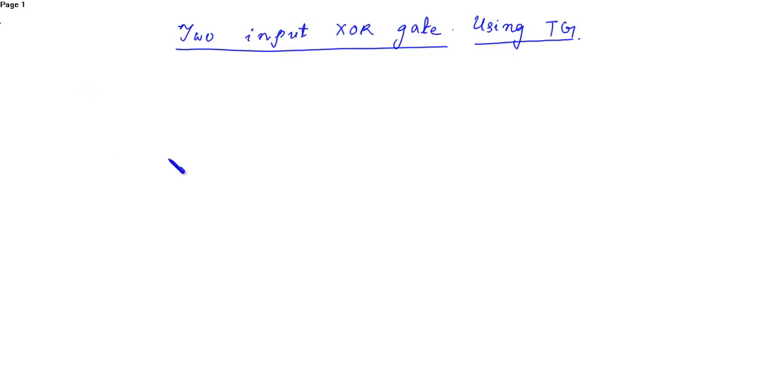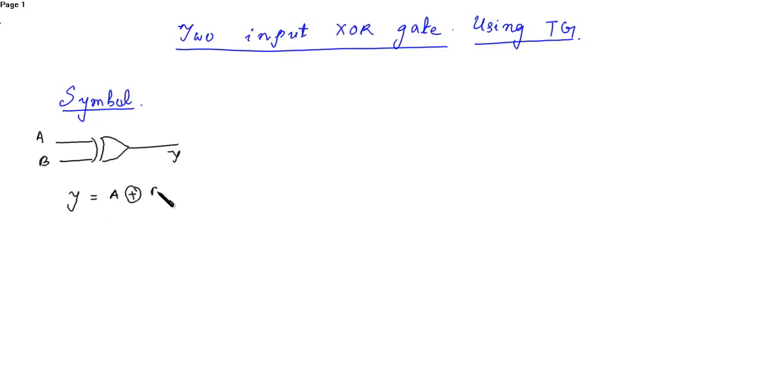Now let's see what is the symbol of a XOR gate, the symbol and the corresponding function. The symbol of a XOR gate is this: this is A, this is B, and this is Y. So we write Y is equal to A XOR B.